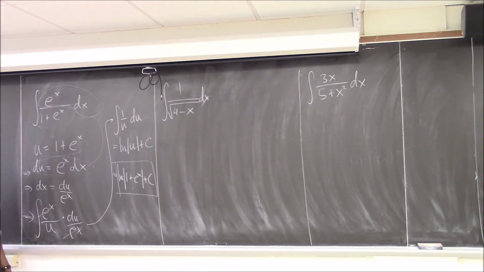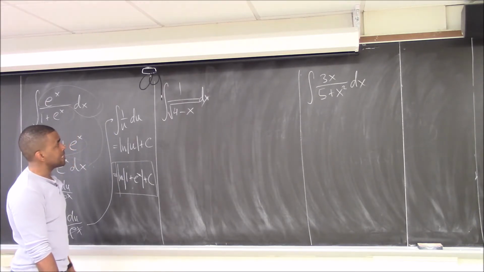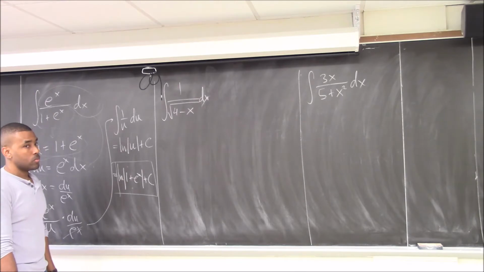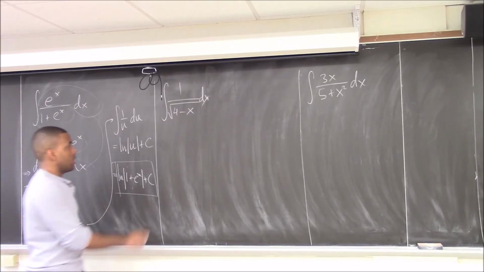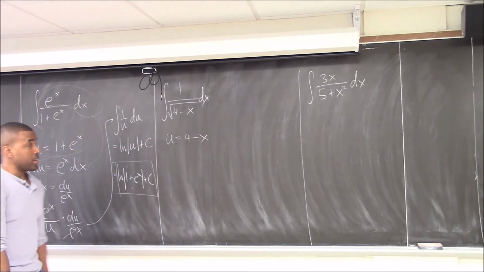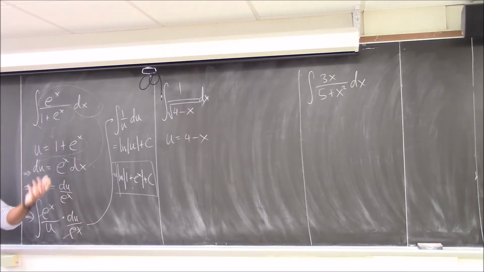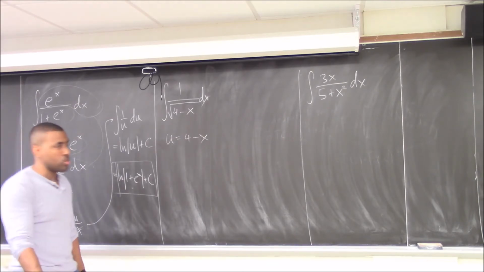What about this one? Set u equal to 4 minus x. u equals 4 minus x. Because that's what was making it complicated. If this thing were a single variable, if it was just the radical of x, I'd just bring it up, write it as x to the minus a half, and then I could do the power rule.